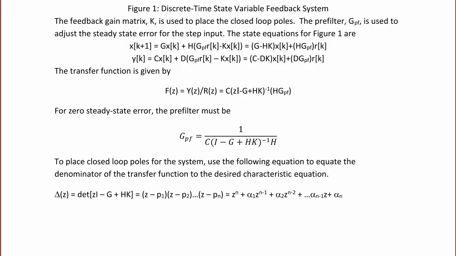To find the transfer function, very similar to before, Y(z) over R(z) is C times the quantity (zI minus G plus HK) inverse times H G_PF. And for a zero steady state error, the pre-filter must be 1 over C times the quantity (I minus G plus HK) inverse times H. To place the closed loop poles for the system, use the following equation to equate the denominator of the transfer function to the desired characteristic equation. So it would be the determinant of zI minus G plus HK equal to the product of z minus each of the poles, and then you equate coefficients to get K.